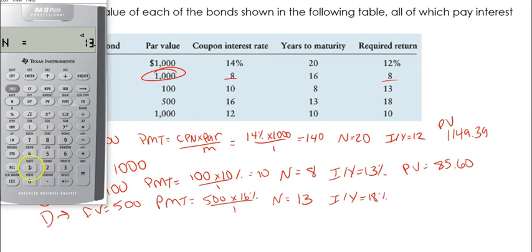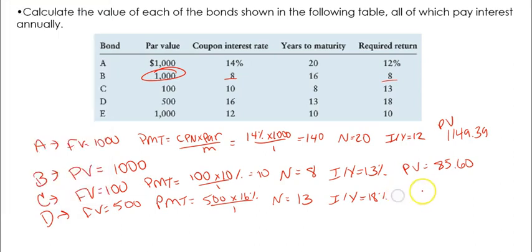13 years and 18% required return. Make sure I got that in there right. Okay, and I'm going to compute the present value, and I have $450.90. So the present value is $450.90, which is less than the par value of 500.